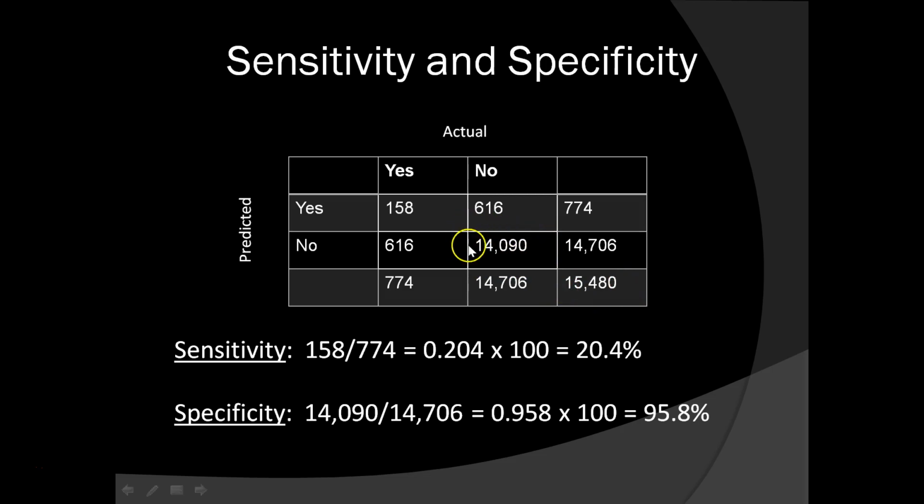On the flip side, there were a total of 15,480 members. Of these, 14,090 were correctly predicted to not have the condition. So you divide the 14,090 by the total number who did not have the condition and multiply by 100, which gives you the specificity of 95.8%. This study also tells you that there are 616 false positives and 616 false negatives.